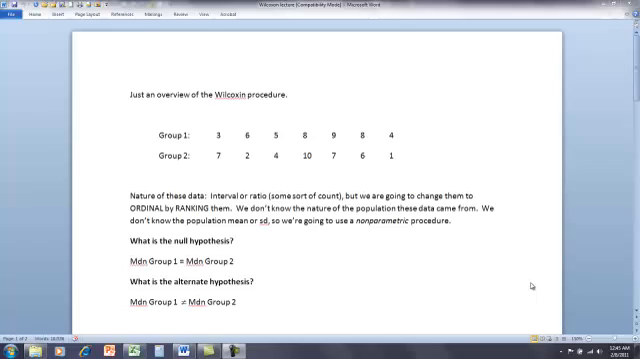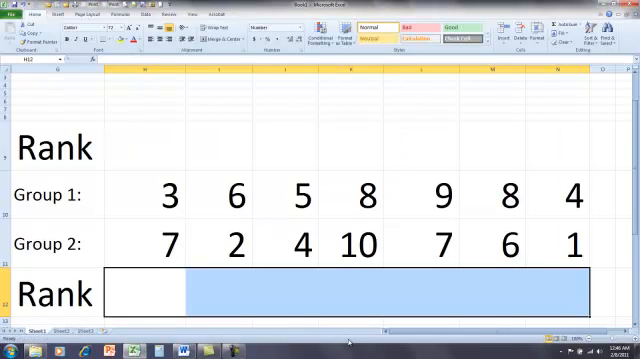I want to review with you how we're going to rank numbers for the Wilcoxon procedure. Now, here's the first handout that I gave to you, and here are the numbers that we want to rank. I copied those numbers, and I put them in an Excel file so I could type easily.